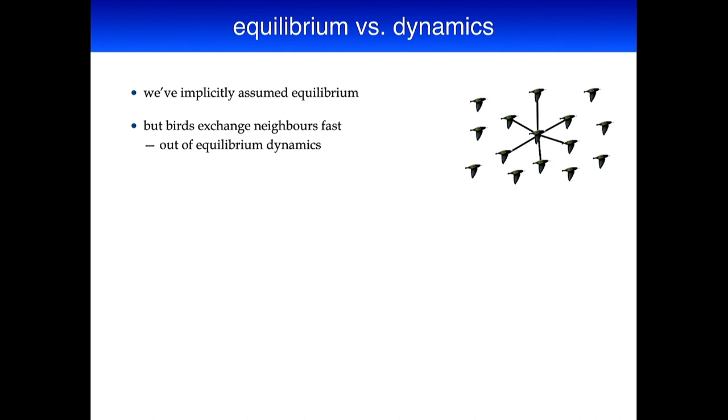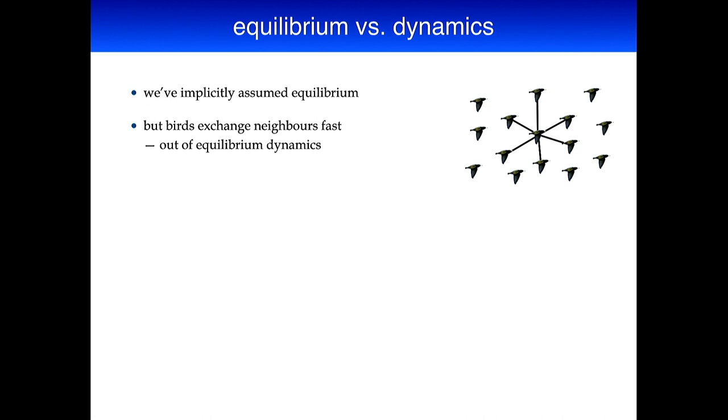So far, what I just presented as an introduction, we implicitly assume equilibrium, right? But there's a big difference between birds and spins, and this was realized, of course, in the 90s, as you will see, is that birds actually exchange neighbors. The network is not fixed. And this is very important for two reasons. First of all, from the physics point of view, it takes the system out of equilibrium.